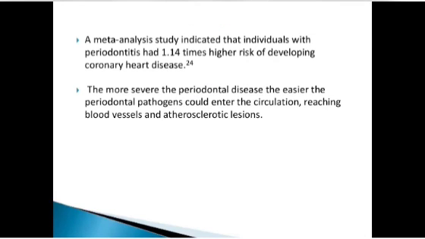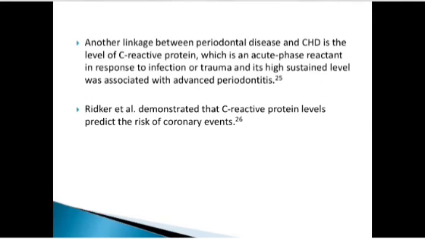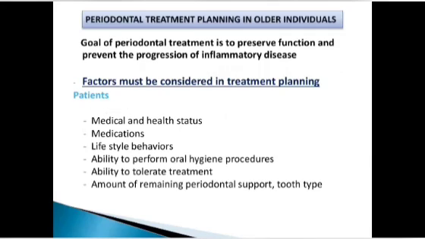A meta-analysis study indicated that individuals with periodontitis had 1.14 times higher risk of developing coronary heart diseases. The more severe the periodontal disease, the easier the periodontal pathogens could enter the circulation, reaching the blood vessels and atherosclerotic vessels. Another linkage between periodontal disease and coronary heart disease is the level of C-reactive protein, which is an acute phase reactant in response to infection or trauma, and its high sustained level was associated with advanced periodontitis. Ridker et al. demonstrated that C-reactive protein levels predict the risk of coronary events.